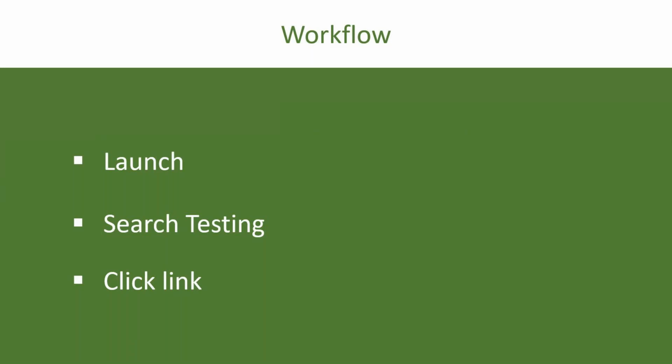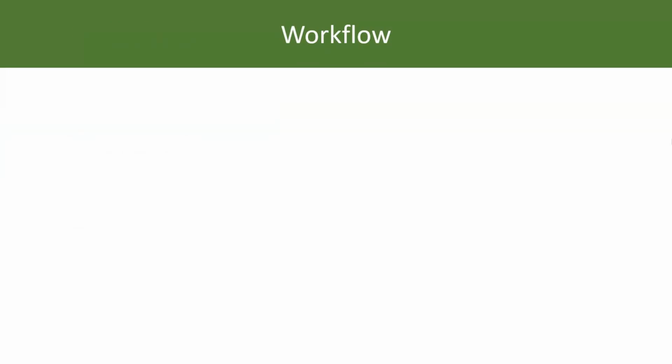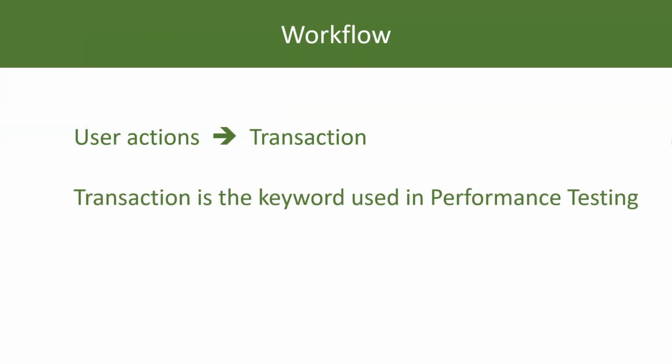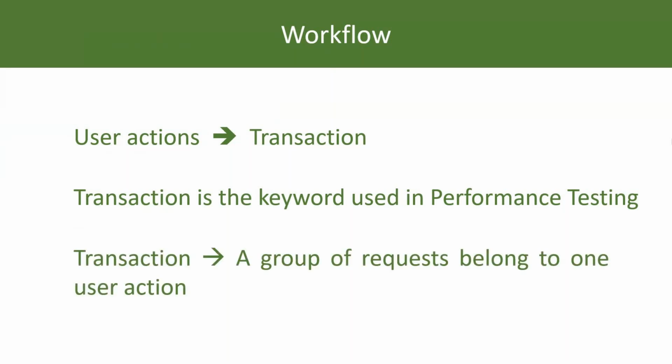From a performance perspective, we are going to call this user action a transaction. Transaction is the keyword used in performance testing. So from now on, we are just going to call this a transaction, not a user action. A transaction is a group of requests that belongs to one user action. It could be a launch, a click on some link, or searching something. So there are different options.